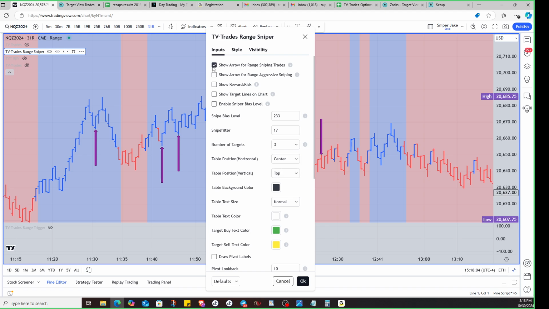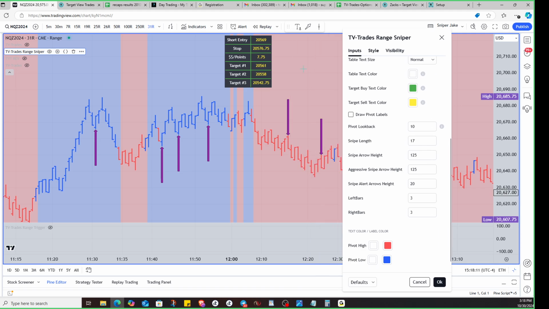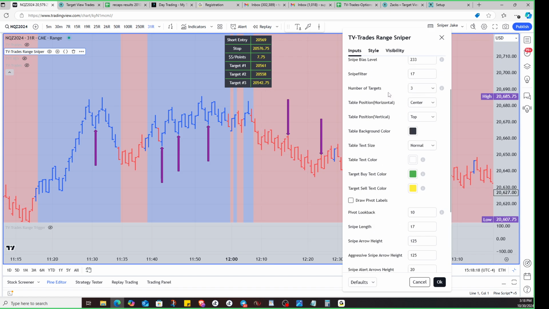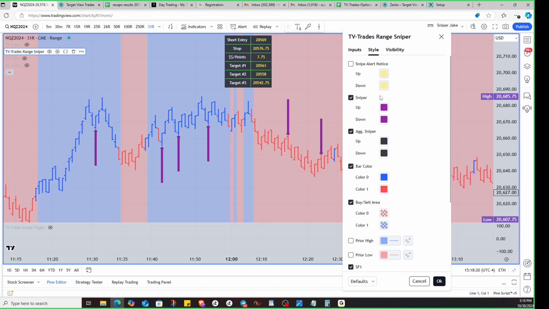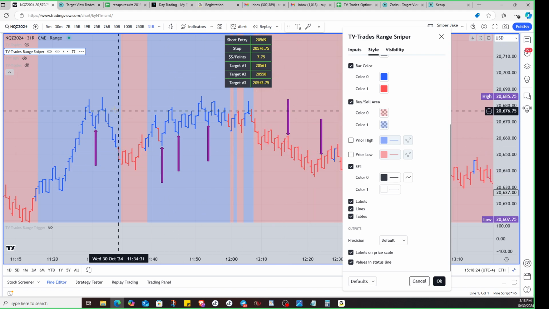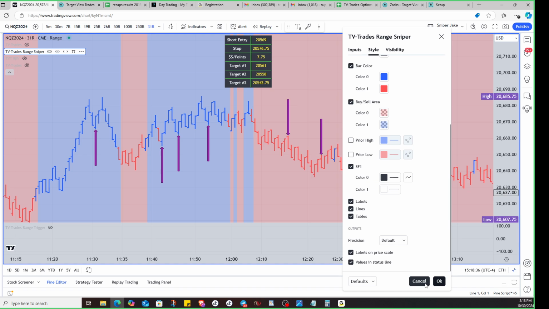The sniper has the same things: the risk reward, the target lines on the chart, the bias level. You can change the color of the table. That was one of the things I did by default, is I changed the color of the table in here for the shorts to yellow because it's just easier to see than the red. I added the prior high and prior low stuff in here to help you identify the prior high and prior low. And I added it so that you can see it with your own eyes if you want to, but I added it for another reason too. And you'll see that in a minute. You did see it popping up over here a few minutes ago.